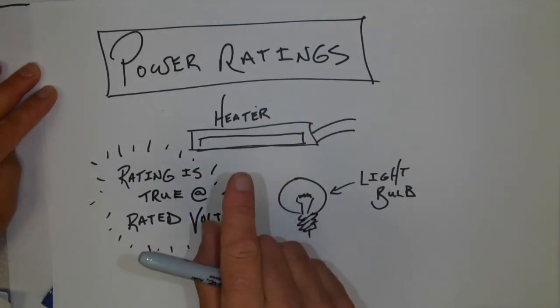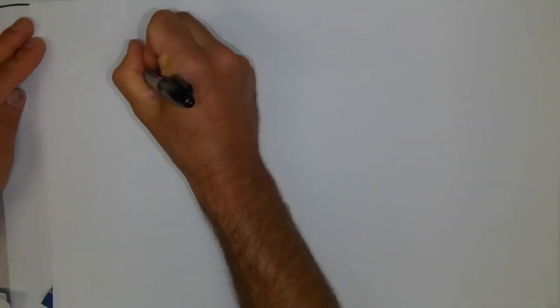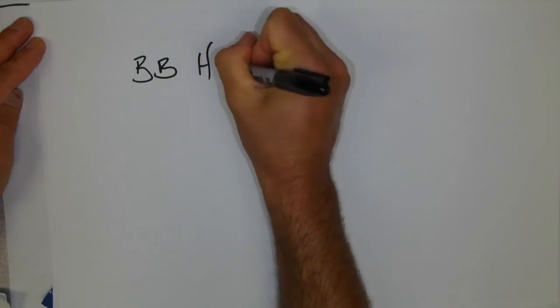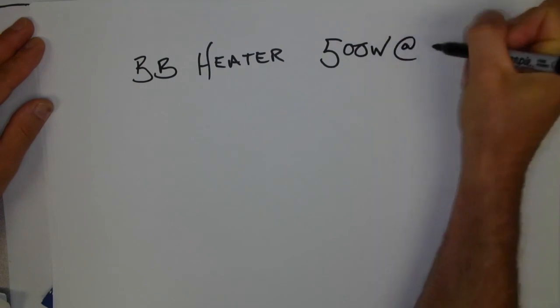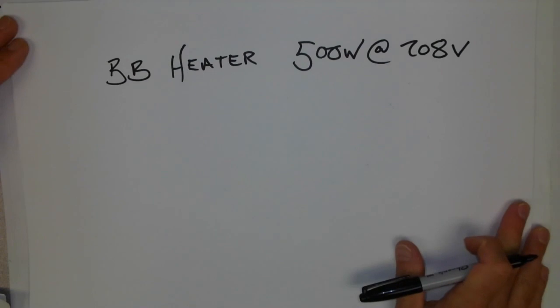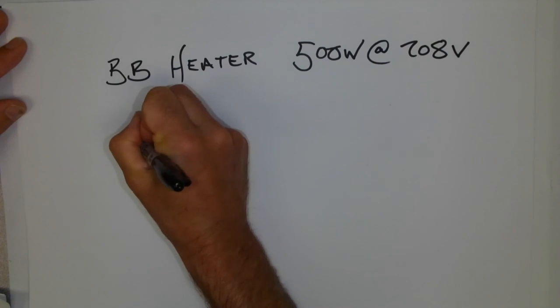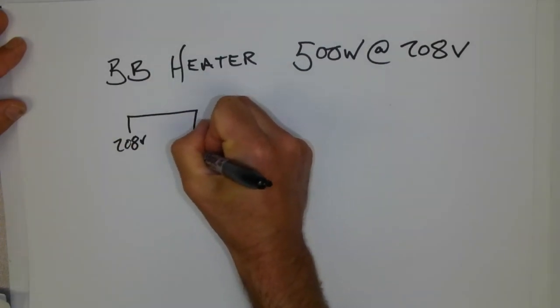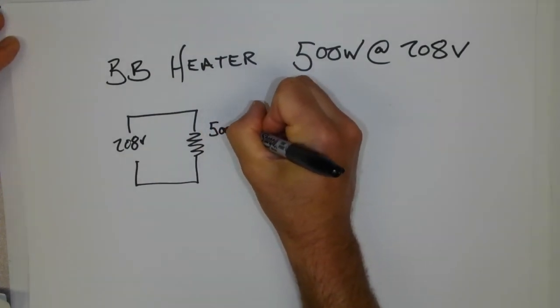If you don't put the rated voltage into this thing, it's not going to be able to put out the rated watts. And so as an example of this, if we took a baseboard heater and it was, let's say, rated 500 watts at 208 volts. 500 watts at 208 volts, that's a pretty common rating that we would get. There's my heater. It's just a big chunk of resistance, and it's 500 watts is what it's consuming.